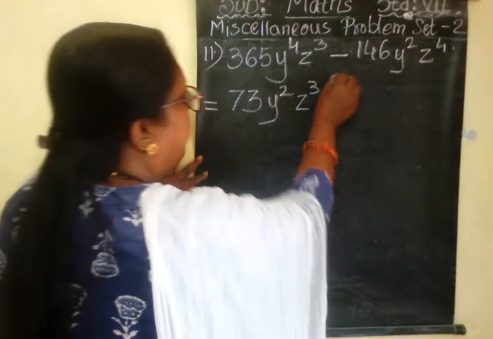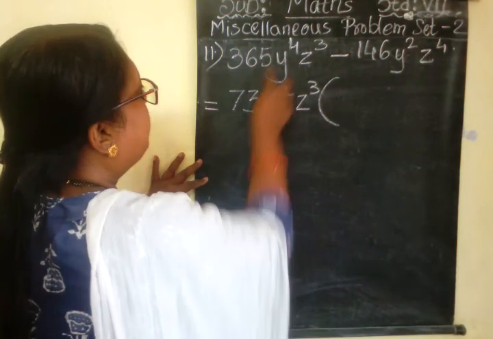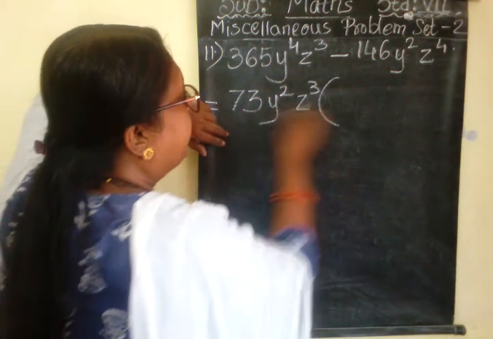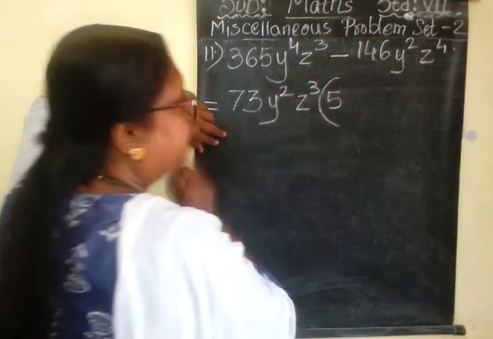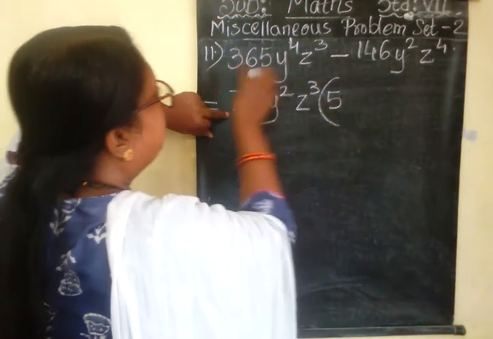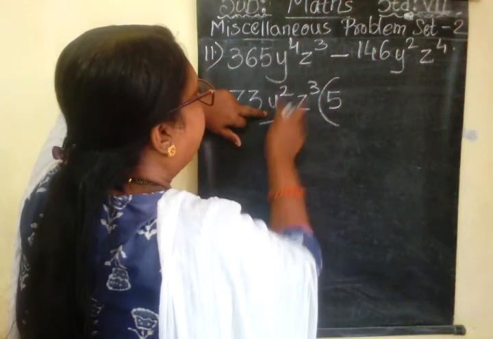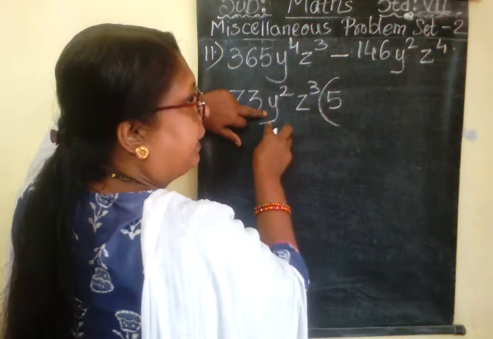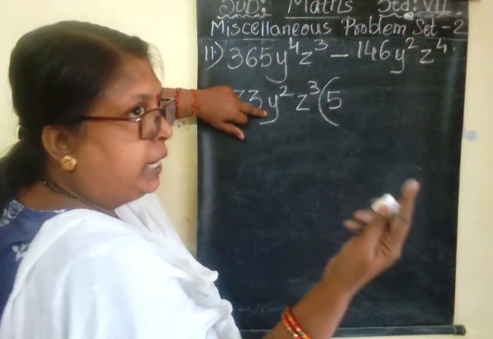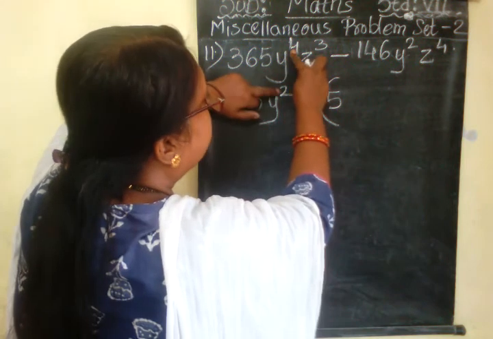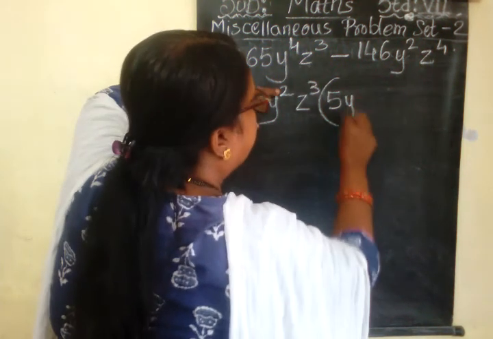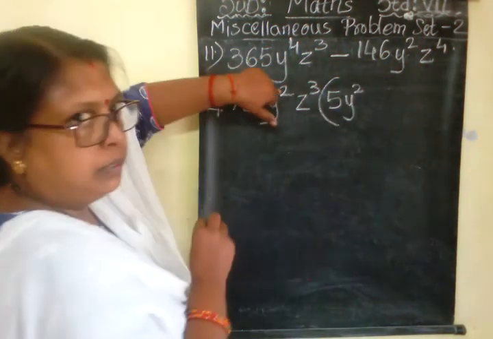Now in the bracket, 365, how many times 73? So 5 times. So I will write 5 here. So 73 multiplied by 5 is 365. Now of y raised to 4, y square is outside the bracket. So how much is needed more? Here it is 4, here it is 2. So y square is needed more. So that I will write here.